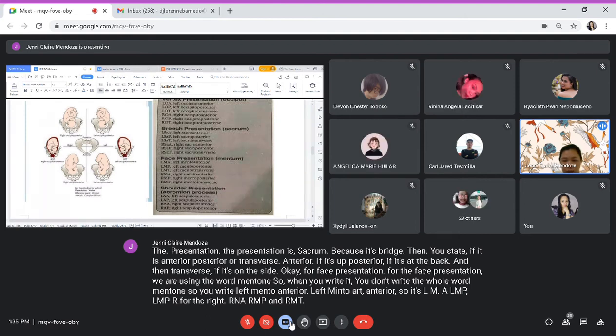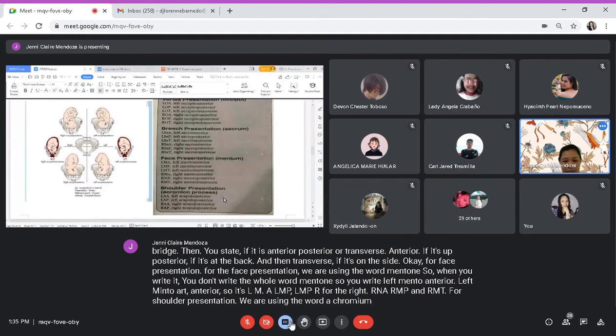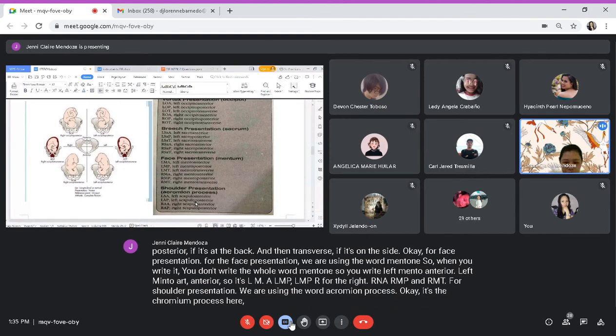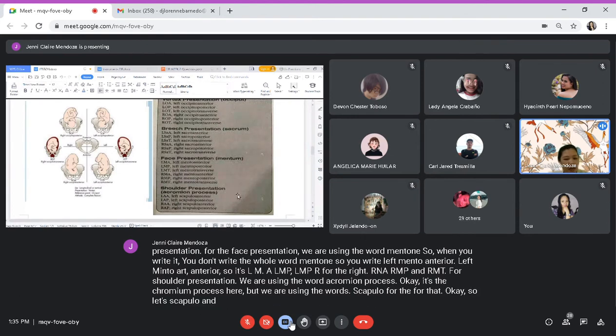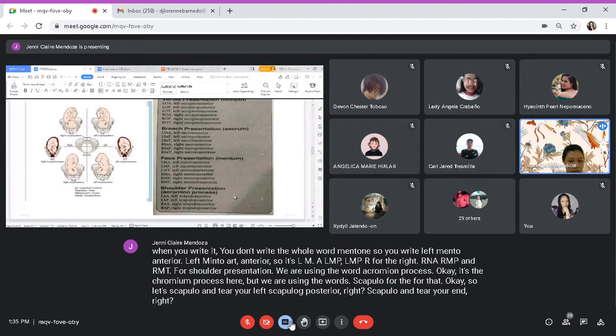For shoulder presentation, we are using the word acromion process. It's the acromion process here, but we are using the word scapulo for that. So that's left scapulo anterior, left scapulo posterior, right scapulo anterior, and right scapulo posterior.